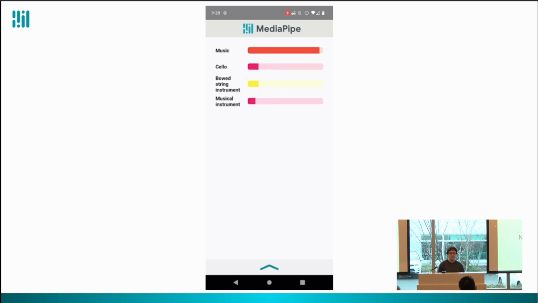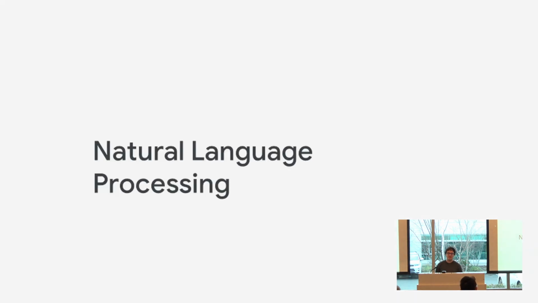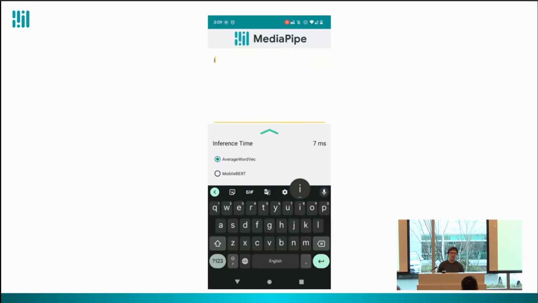So the final thing to go over is natural language processing, which is essentially just how you would work with text inside of your apps. In this example, you can see text classification happening, where some entered text is classified by how likely it is to be either positive or negative.